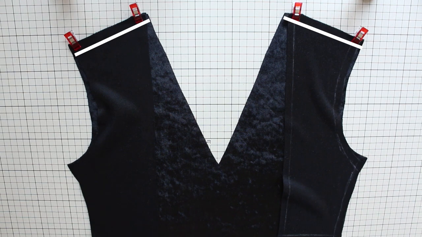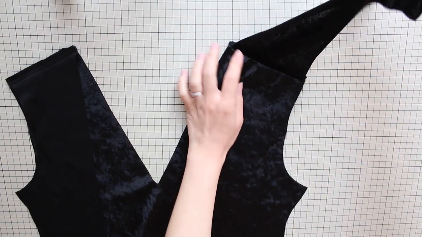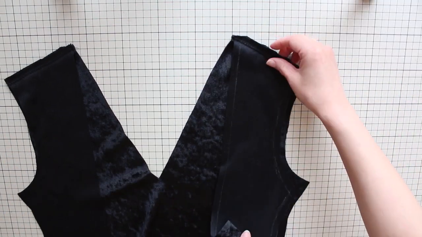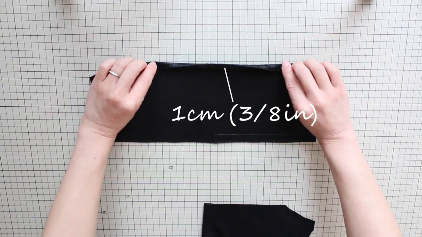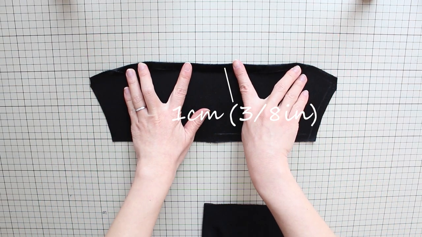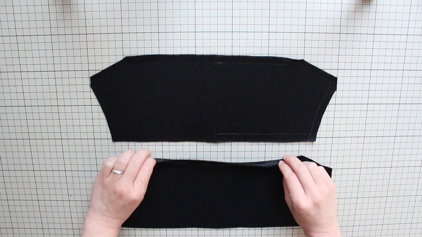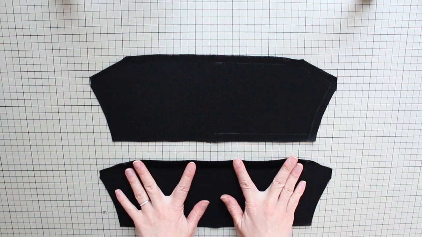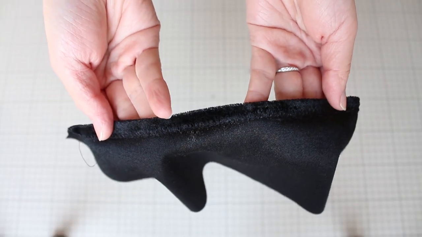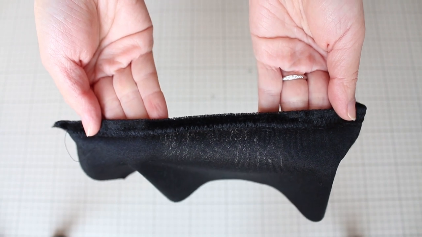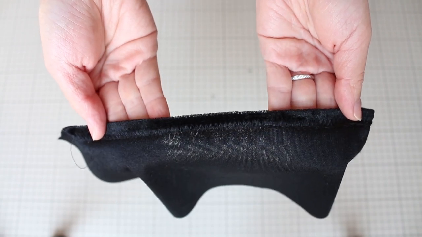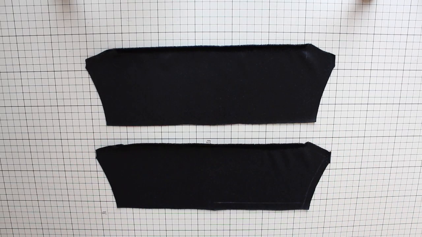And do a zigzag stitch there. And take your sleeve pieces and fold 1 centimeter or 3/8 of an inch from the straight edges towards the wrong side at the top of the panels. And do a zigzag stitch. And try to catch the raw edge as you sew so the finished seam will look nice and clean.